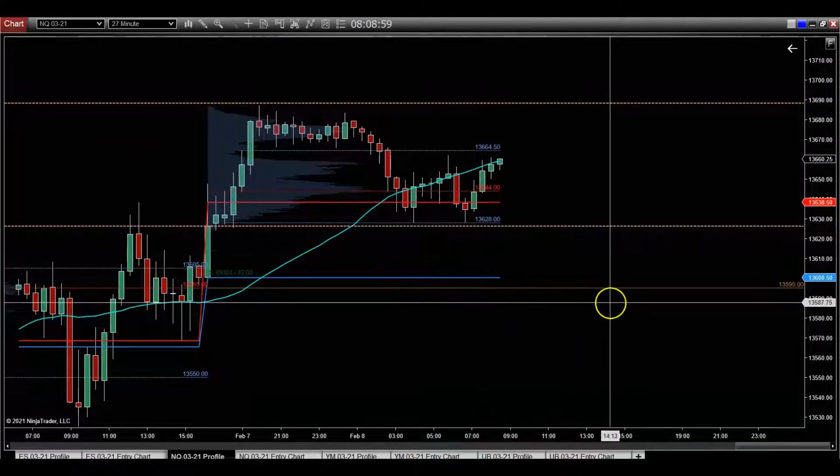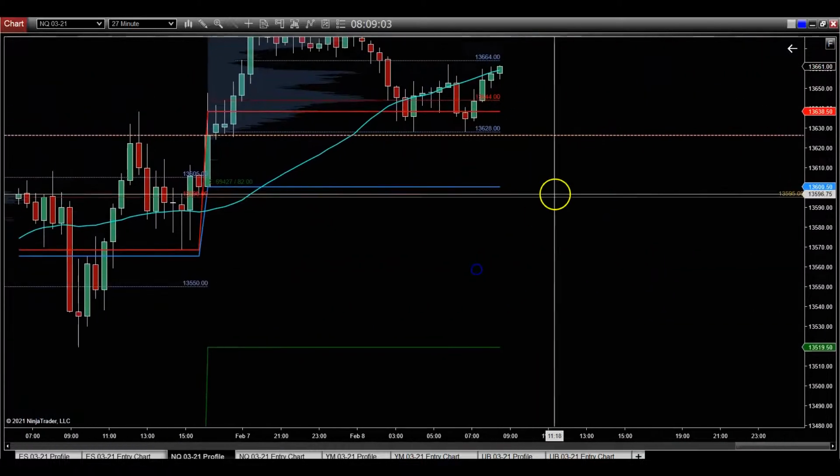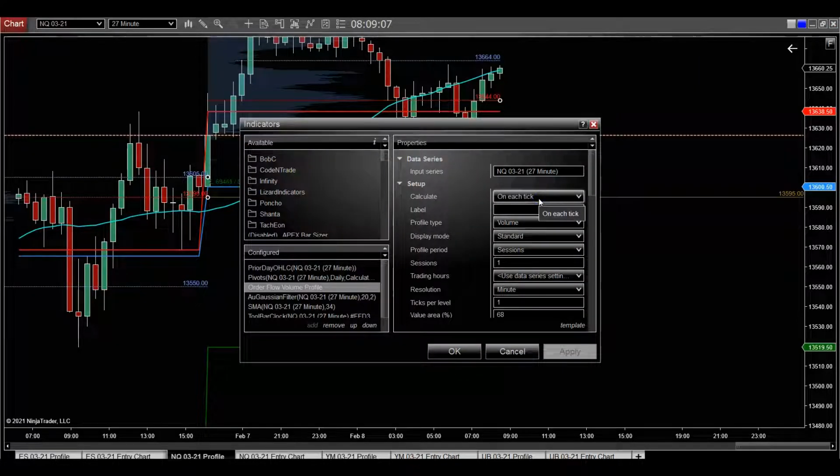Oh no, I'm sorry, it's not a pivot. What is that? I thought I removed that. Let's take a look here real quick, guys. That's part of the volume profile of some sort.